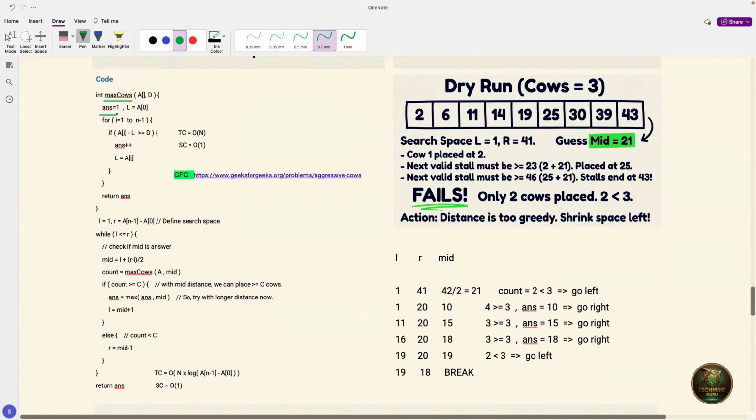So again, we have taken answer equal to 1, since at least one cow will be there, right? And we can place that first cow in the first position of the array. Suppose we have kept the C1 cow in the first position.